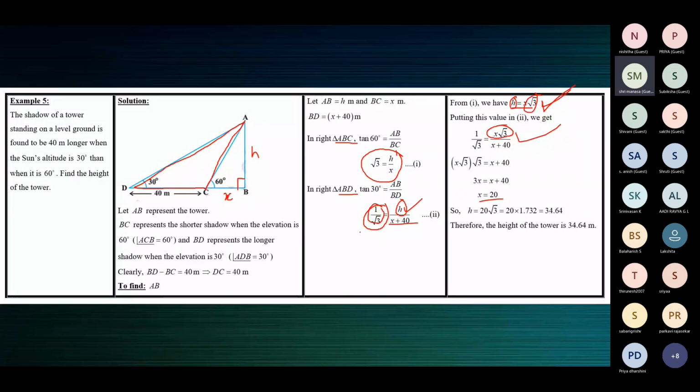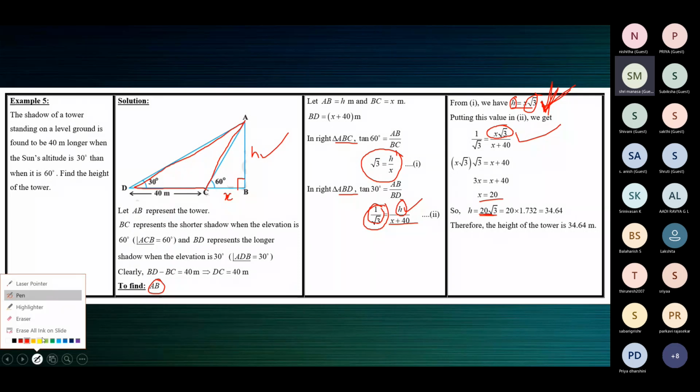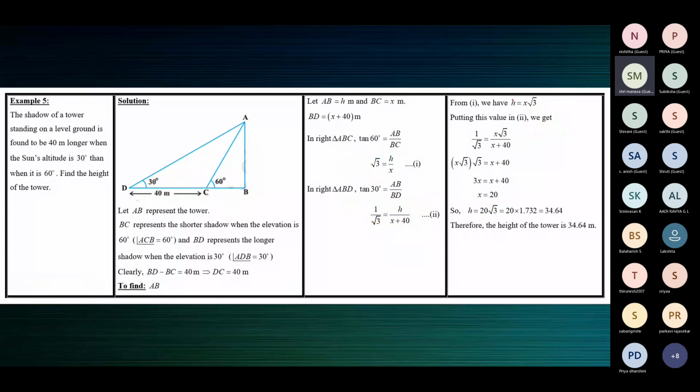Now is that what we have to find? No, we have to find AB. Who is AB? AB is h. So we need to find h, and h we know is x root 3. So h is equal to x root 3, that is 20 root 3, or 20 into 1.732, which is 34.64. So the height of the tower is 34.64 meters.